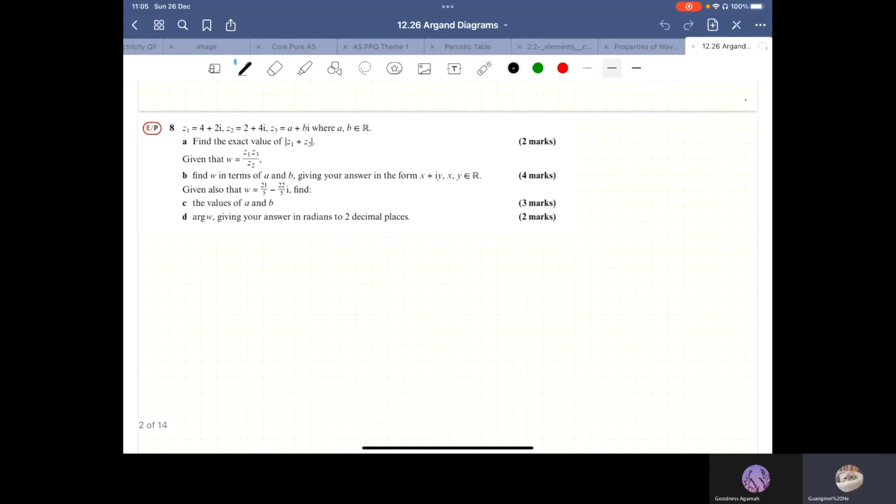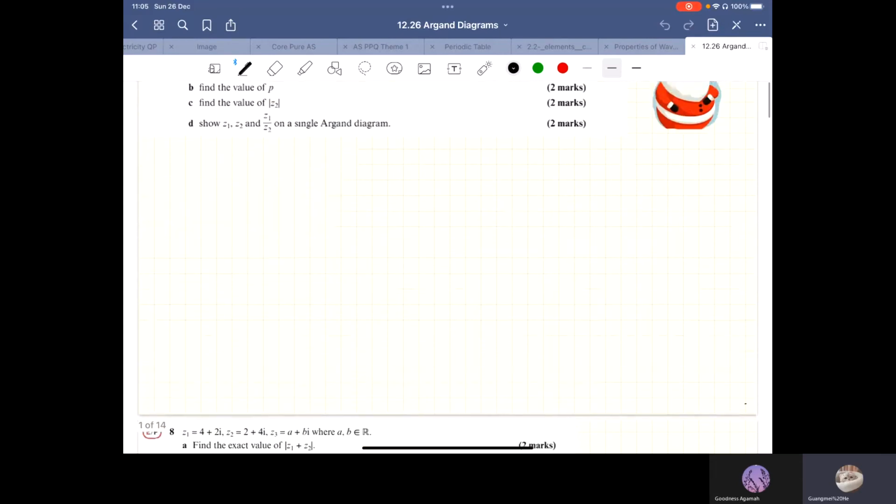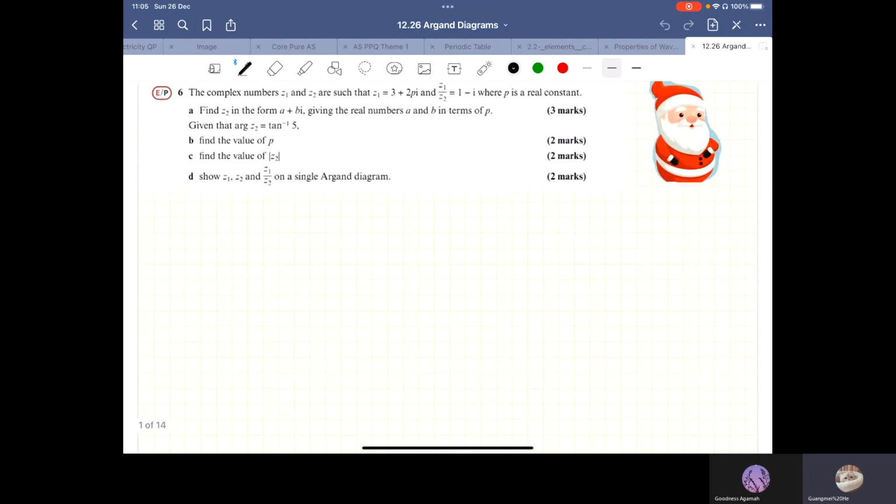From homework, question 6 and question 8, and then we will move on. So for question 6, it gives us two complex numbers, Z1 and Z2. And it also gives us that Z1 divided by Z2 is 1 minus i, where p is a real constant. And for part A, we need to find Z2. But we know Z1 and we know the relationship between Z1 and Z2, so we can write that down.